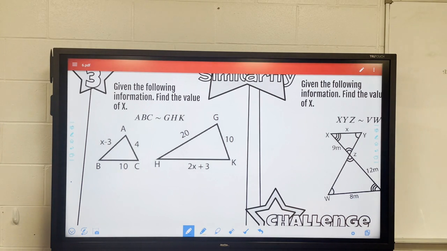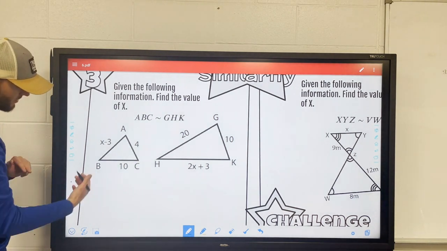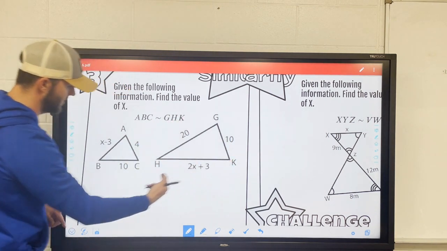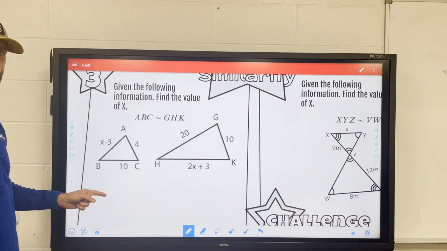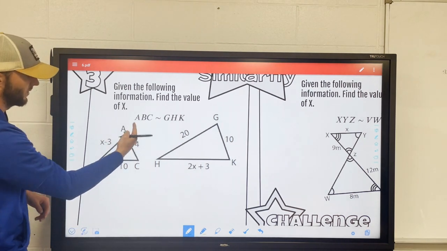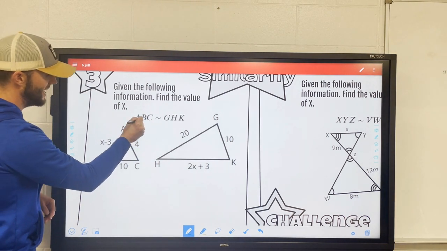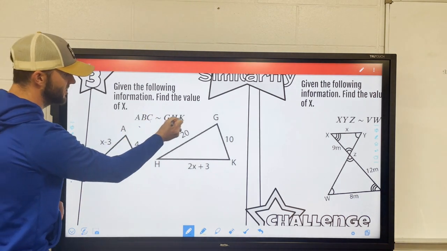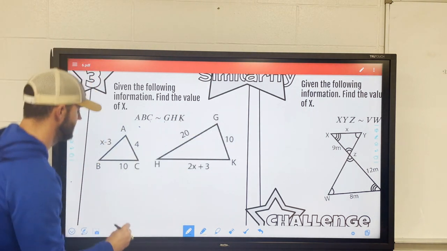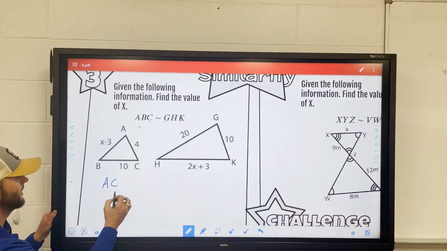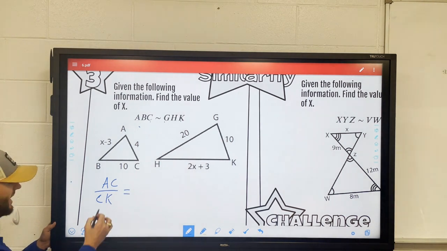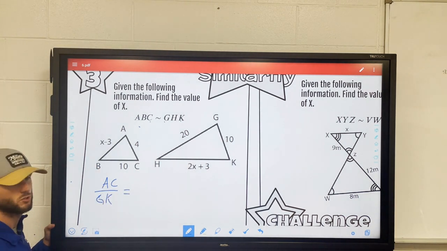So let's go ahead and look. I have side BC here, which is 10, and BC is going to match up with HK. So I don't know those 2 measurements, okay? So let's look at another line. I have AC, which is 4. A and C here is going to match up with G and K. Do I know what G and K is? Yes, I do. So I'm going to go ahead and write that out. So I know AC over GK is going to be proportional to something else, or all of the sides are going to be proportional to each other.